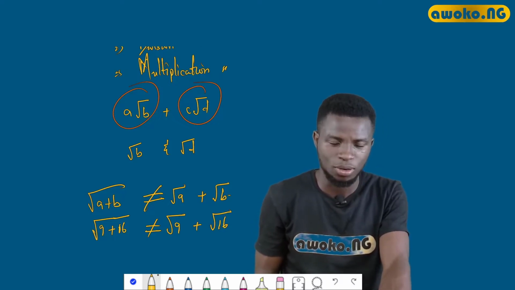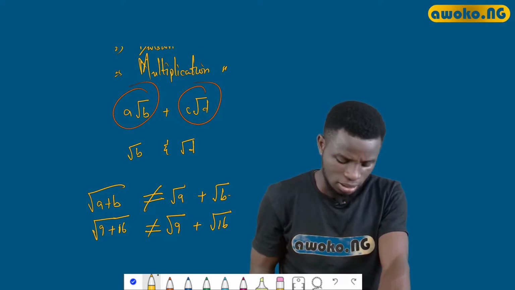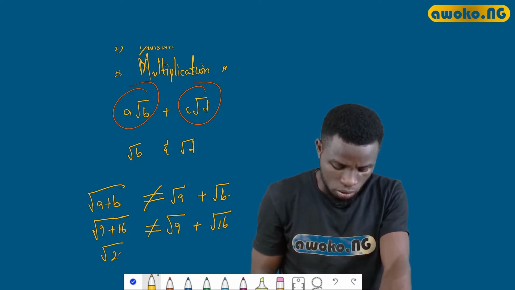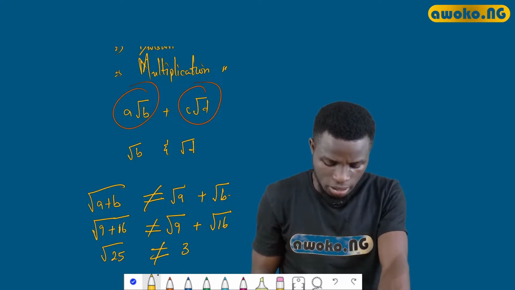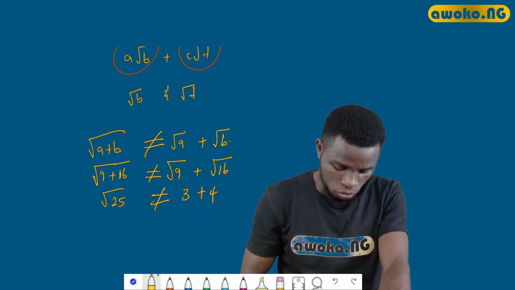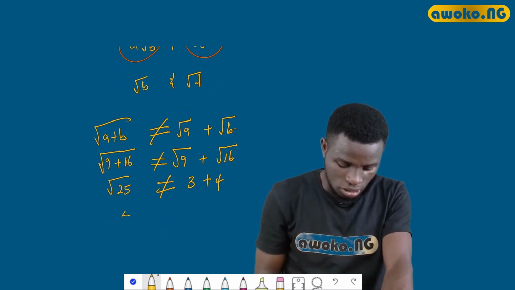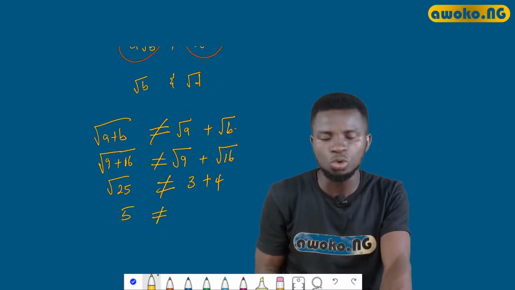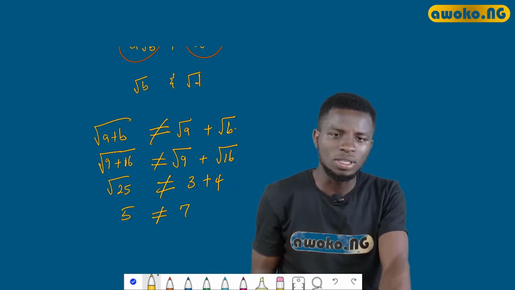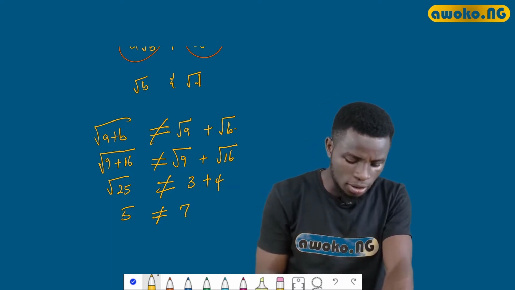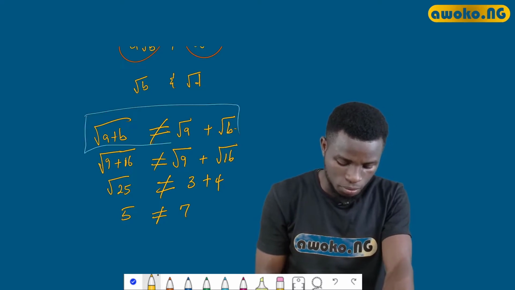It is not. Okay? The square root of 9 plus 16 is equal to the square root of 25. And the square root of 25 is not equal to the square root of 9, which is 3, plus the square root of 16, which is 4. So the square root of 25, which is 5, is not equal to 3 plus 4, which is 7. So based on the addition rule, you have to take note of these.